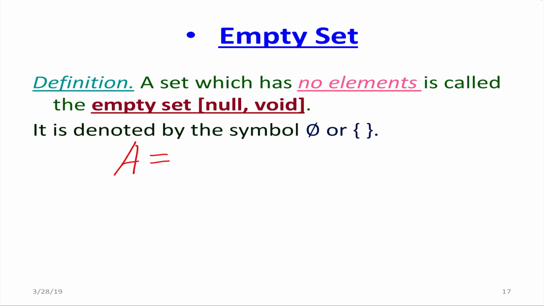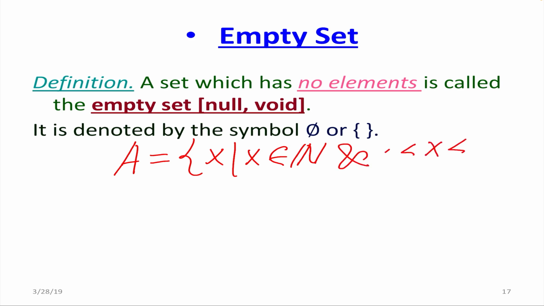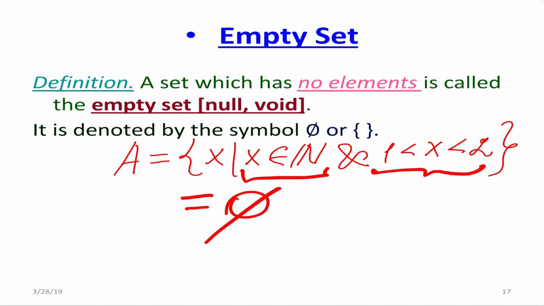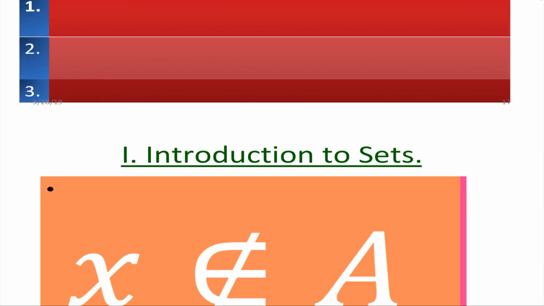For instance, say we have set A containing all x's such that x belongs to the set of all natural numbers, and simultaneously x is less than 2 but greater than 1. You can notice that there are no natural numbers satisfying this inequality. So you cannot find any natural number that is less than 2 but greater than 1. So set A is definitely an empty set. There are no elements in it.